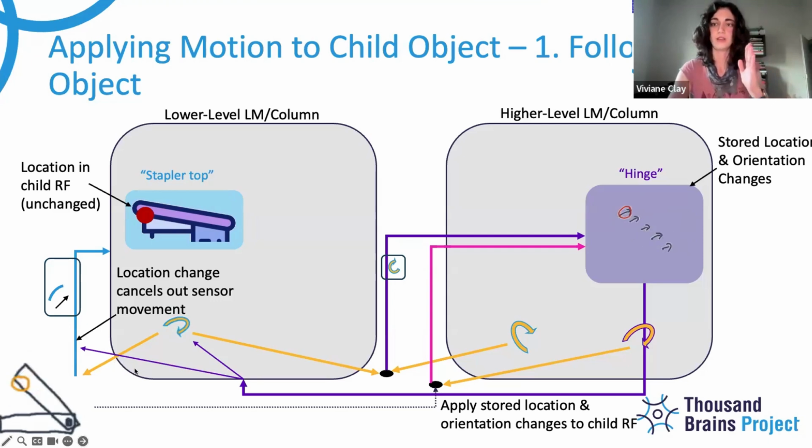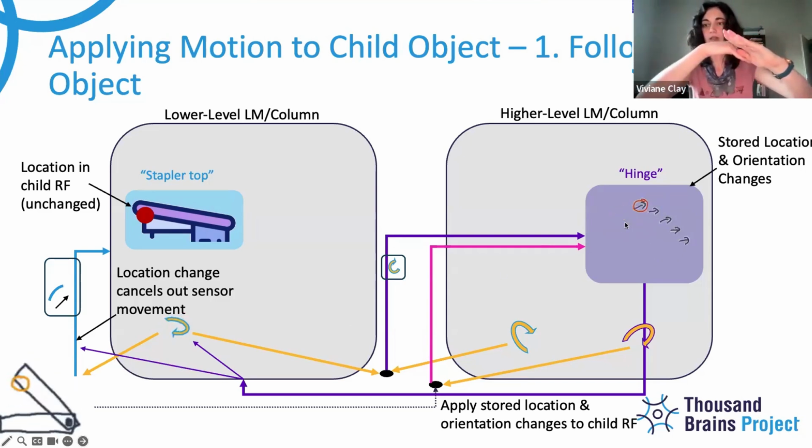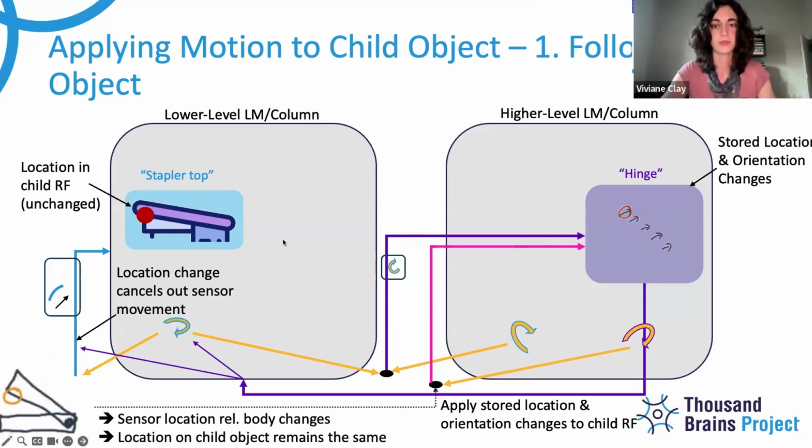So basically, the movement of the sensor following the movement of the stapler is exactly the opposite of the movement that's stored in the behavior model. So we get exactly what we want, which is that we don't move in the child object's reference frame, even though the sensor is actually moving.